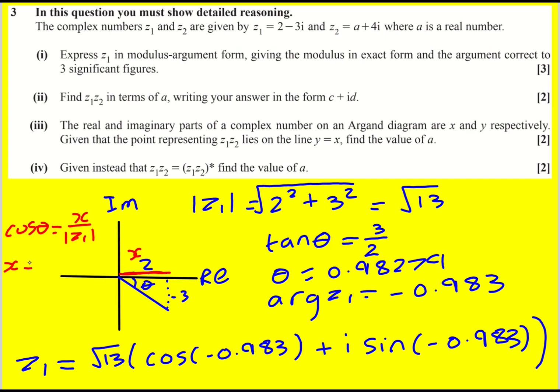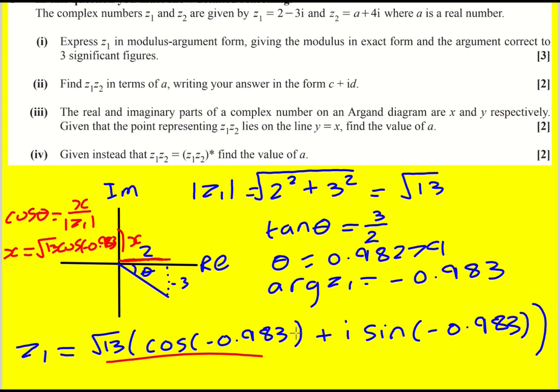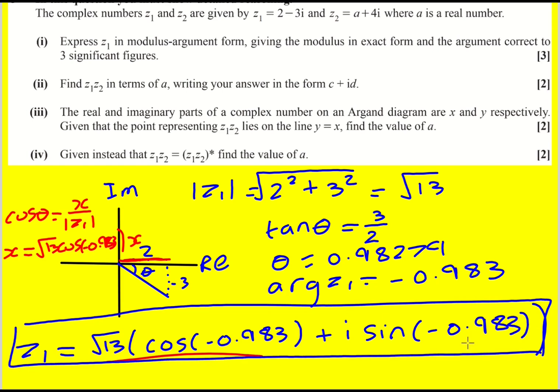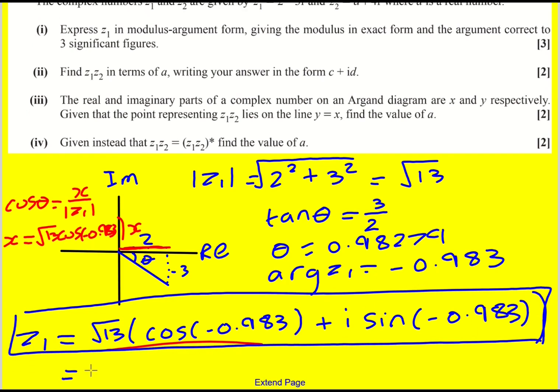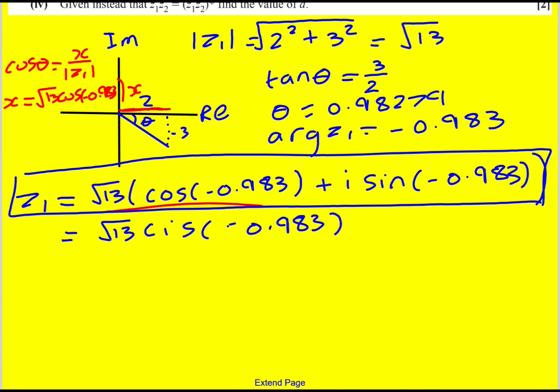So that means in our case, x is going to be the modulus of the complex number times cos theta. So root 13 times cos of minus 0.983, which is what I had here. I then did the same for the opposite, and that's where I got the i sine of minus 0.983. So that is our modulus argument form. In the answers, they abbreviate it to root 13 cis of minus 0.983. That means exactly the same thing. It's just shorthand for it.